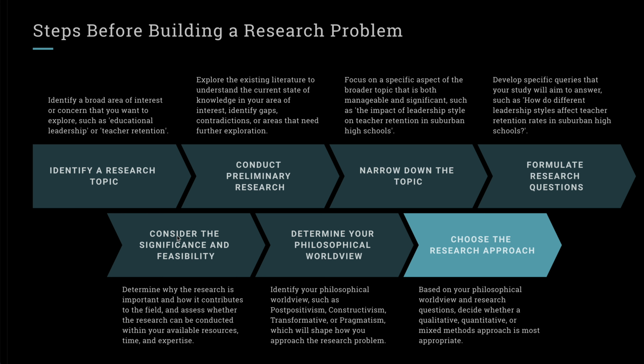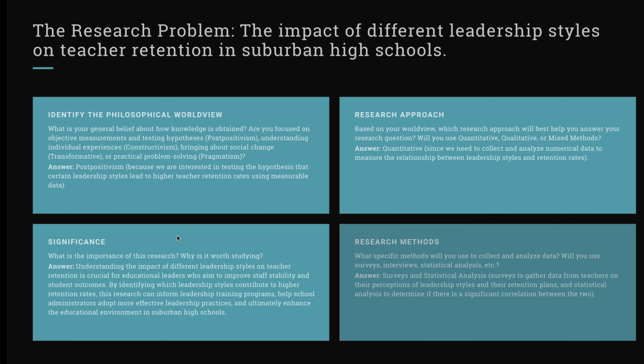Then you need to recognize your own philosophical worldview. Those are the four that I talked about. Are you post-positivism, constructivism, transformative, or pragmatism? Because that's going to color how you talk about your research problem. Then you're finally going to choose your approach. Remember, my approach is going to be qualitative, quantitative, or mixed methods, and I'm going to get more specific in that approach as I go through components of it.